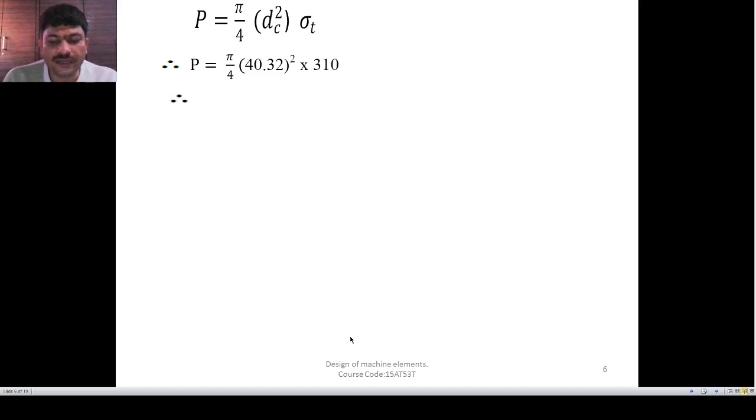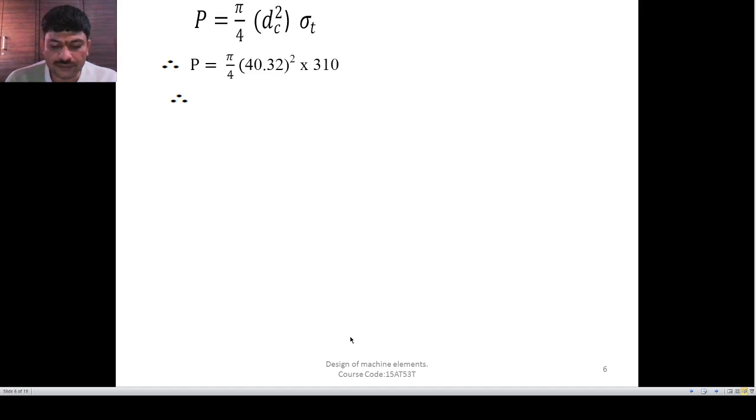Therefore, we already know that when the bolts are subjected to tensile loading, P is equal to pi by 4 Dc square into sigma T. Now substitute the values here to find out the tensile load P. So P is equal to pi by 4 Dc square, that is 40.32 square, into sigma T, which is already given as 310. Now you have to calculate this.